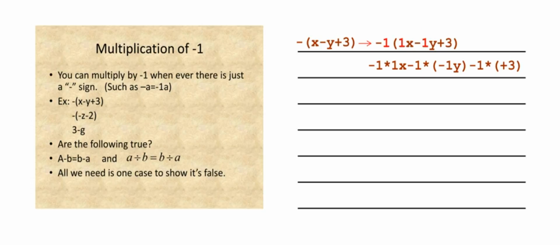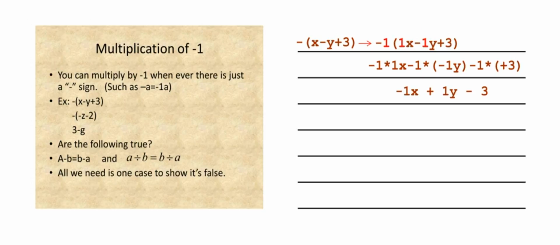Negative 1 times negative 1x, there we go. And then we can go negative 1 times negative 1y, and negative 1 times positive 3 also. We've got to simplify them, agreed?